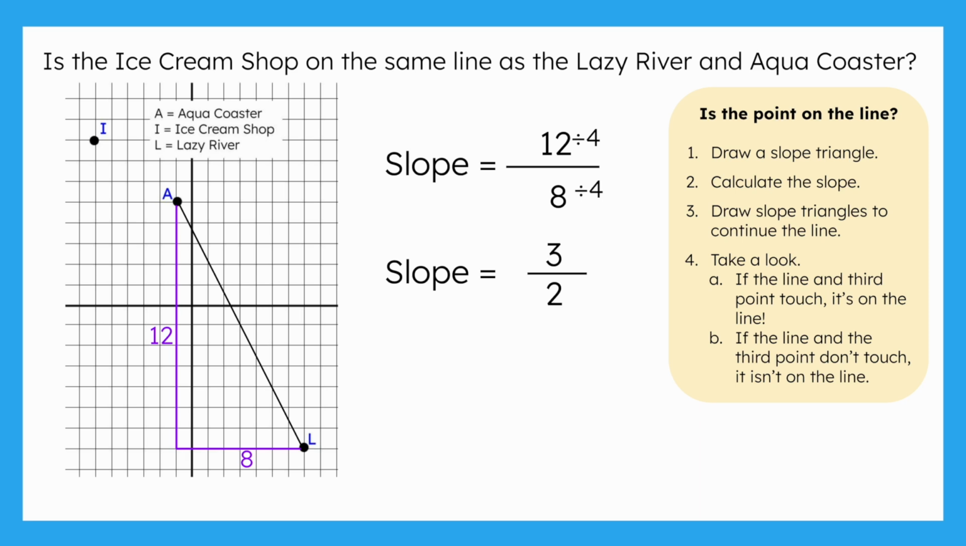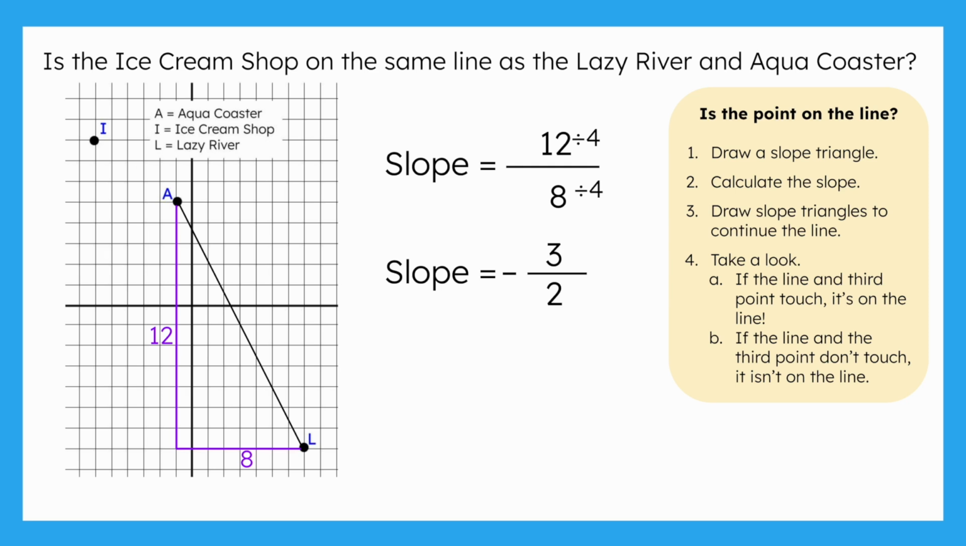And what about the sign of the slope? Is it positive or negative? Since the line falls as we trace it from left to right, the slope of the line is negative 3 over 2. Next up, we had to determine whether point I was on that same line.